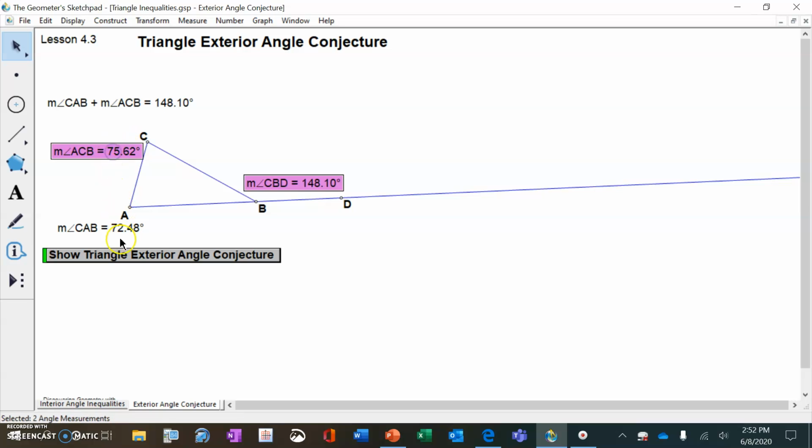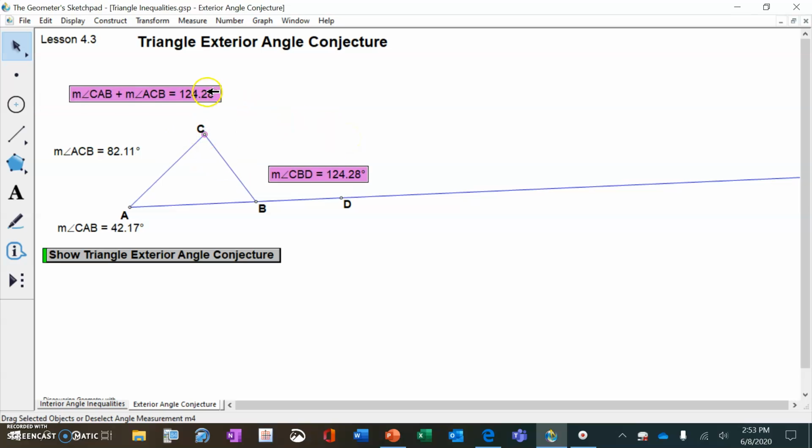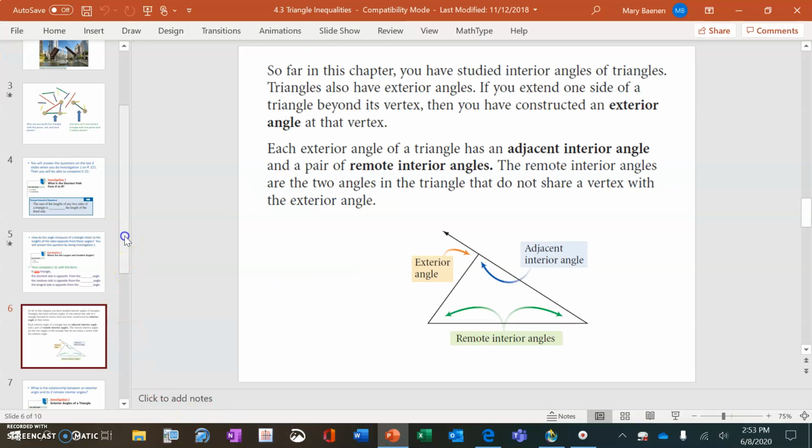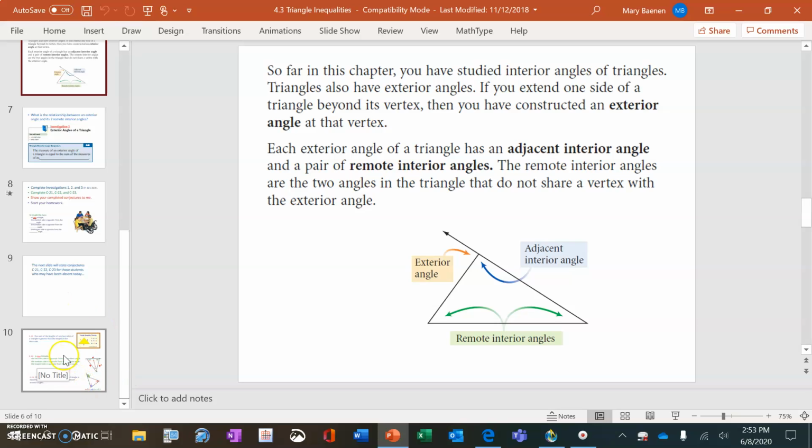So now if I look at the sum of these two remote interior angles up here, added together, and I compare it to the exterior angle, you see that they are the same. Now what if I move this? Here's the exterior angle, here's the sum of the two remote interior angles. It does not matter where I move these, they're still going to have that relationship. So the measure of an exterior angle of a triangle equals the sum of the measures of the remote interior angles.